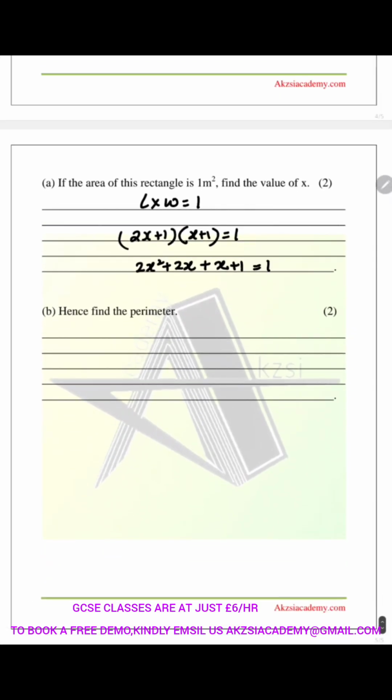So 2x squared plus 3x plus 1, and transposing it onto the left hand side, equals 0. That is 2x squared plus 3x equals 0. Taking out x as common, we'll get x times 2x plus 3 equals 0. So your first value of x is 0 and the second value of x is negative 3 over 2.